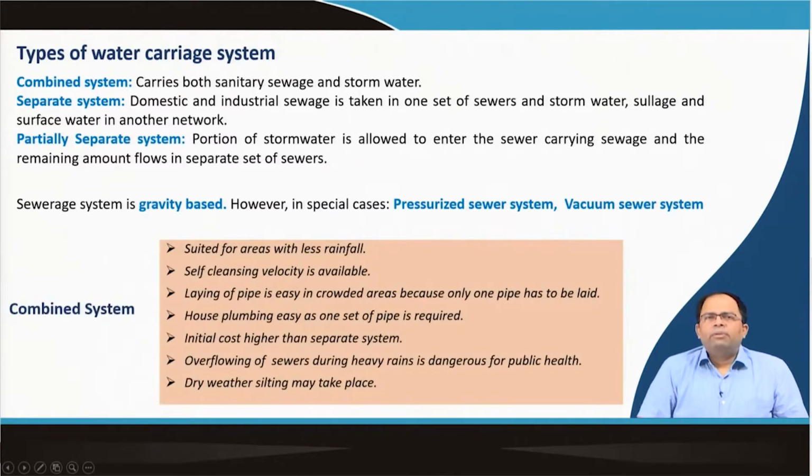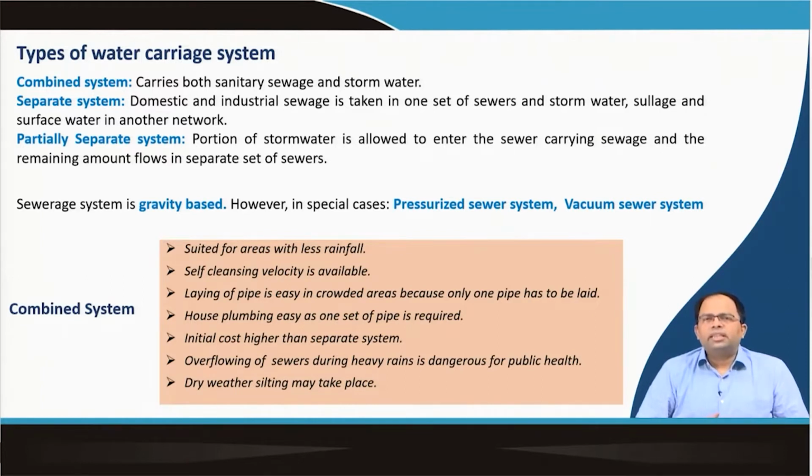So, when will we go for a combined system? A combined system, as you understand, is a combination of all the sewage generated in an urban area, including stormwater. It is definitely suited for areas with less rainfall, because if we go for a separate system in such areas, we may end up with very little water in either of the pipelines, particularly in the sewer lines. It may result in a lot of siltation and deposition. To prevent that, it is better to have a combined sewer system.